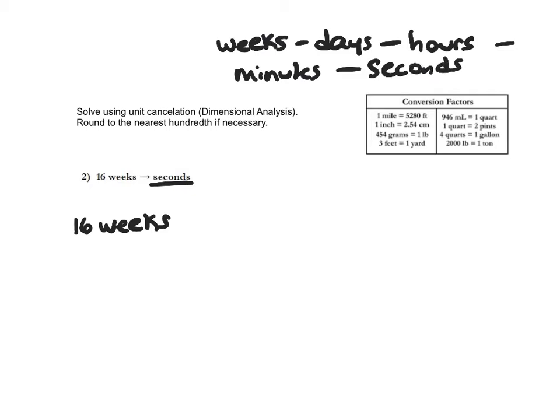So I'm going to show you a shorter way to do this so you don't have quite as much writing. So ask yourself, how many days in a week? We know that, right? 7. So you're going to say 7 days over 1 week.